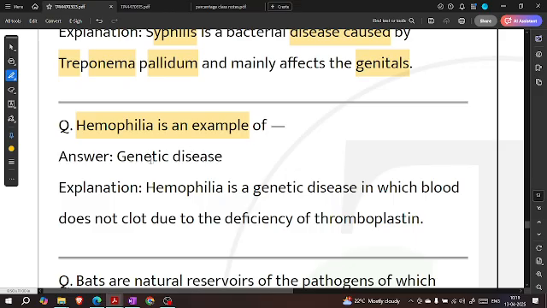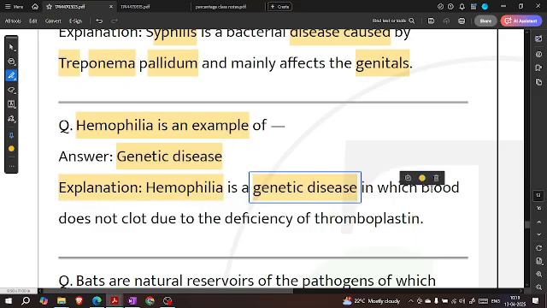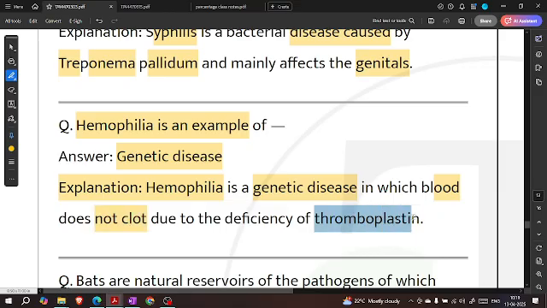Hemophilia is an example of genetic disease. Hemophilia is a genetic disease in which blood does not clot due to deficiency of thromboplastin.